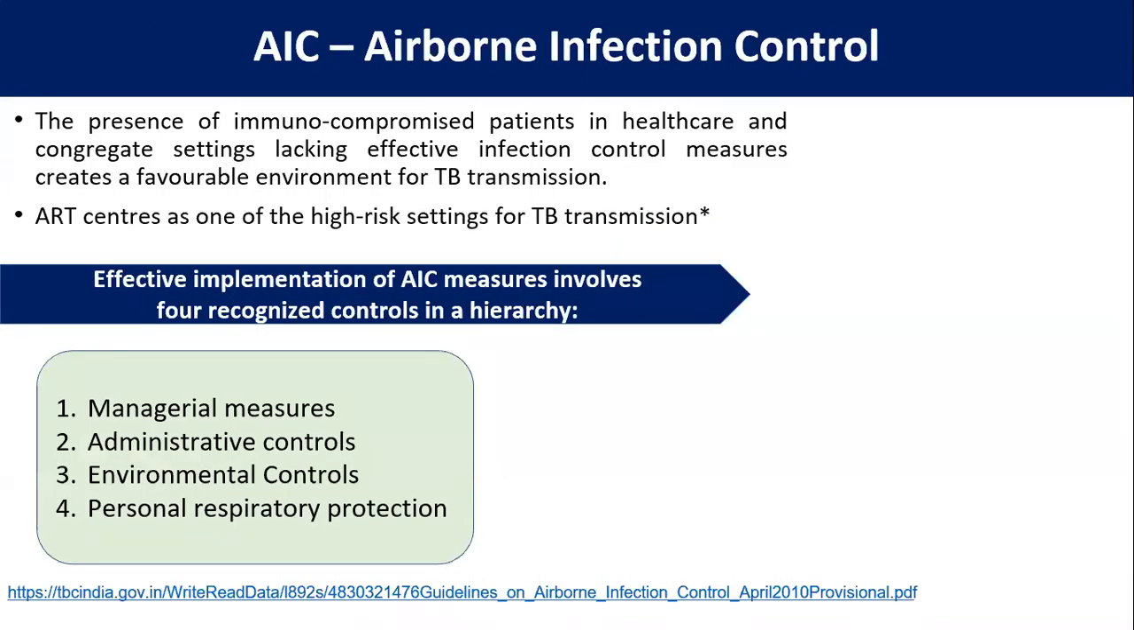So for airborne infection control, the main parameters are managerial measures, that is, the managers need to be sensitive about the need of airborne control, and administration should also support the implementation of airborne infection control in the ART center. And environmental control basically means distance and wearing of a mask, both by the PLHIV who are exhibiting signs and symptoms of 4S symptoms, and the healthcare worker can also use an N95 mask. And for personal respiratory protection, the healthcare worker will preferably be using an N95 mask.